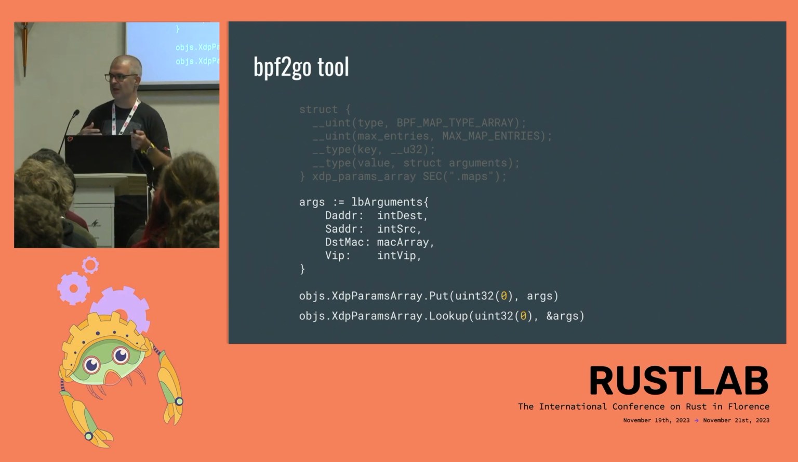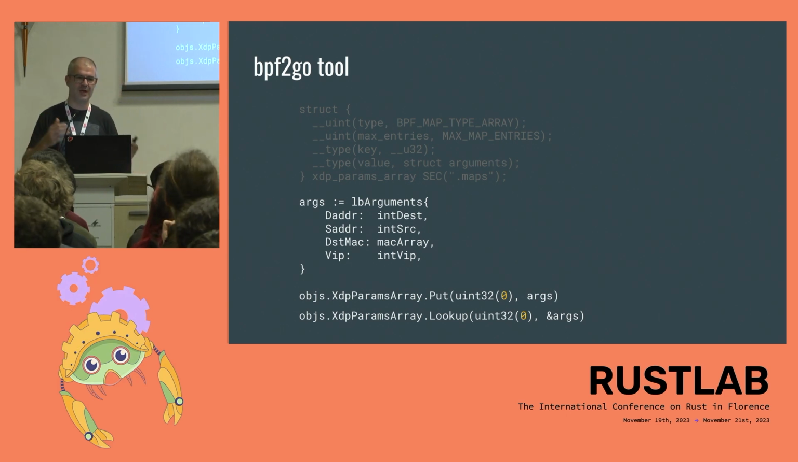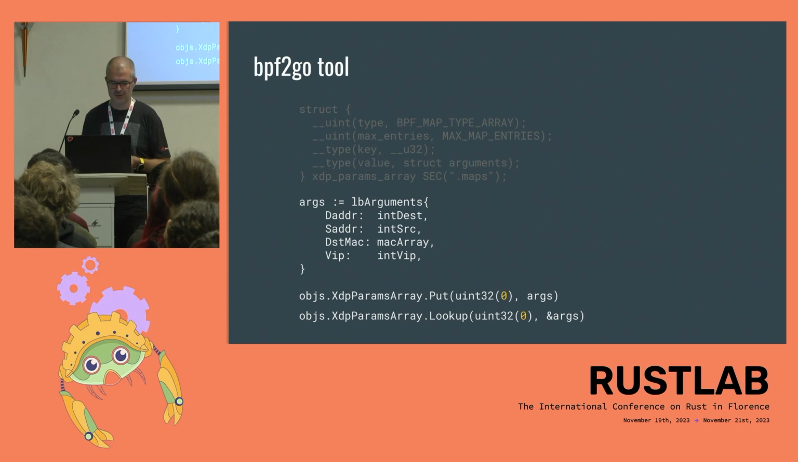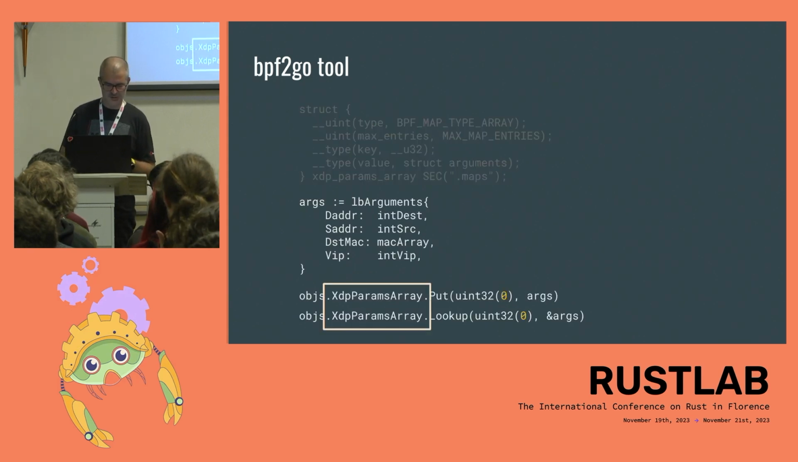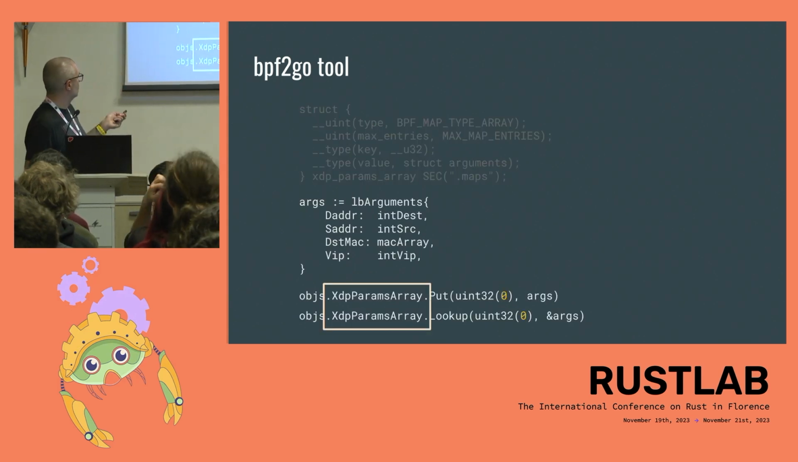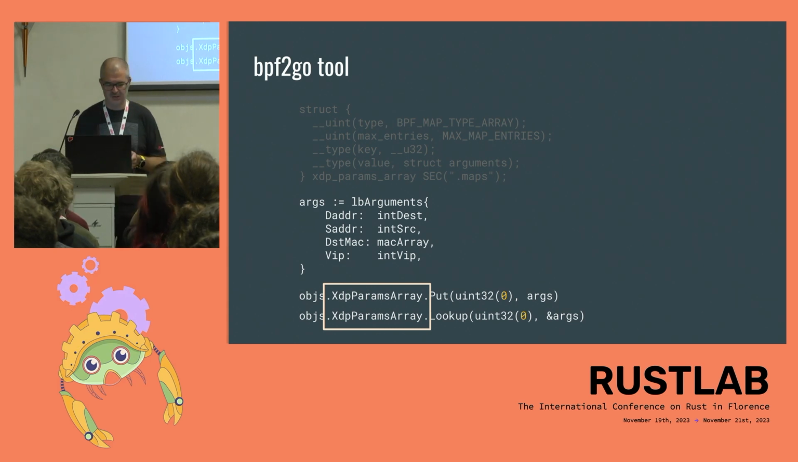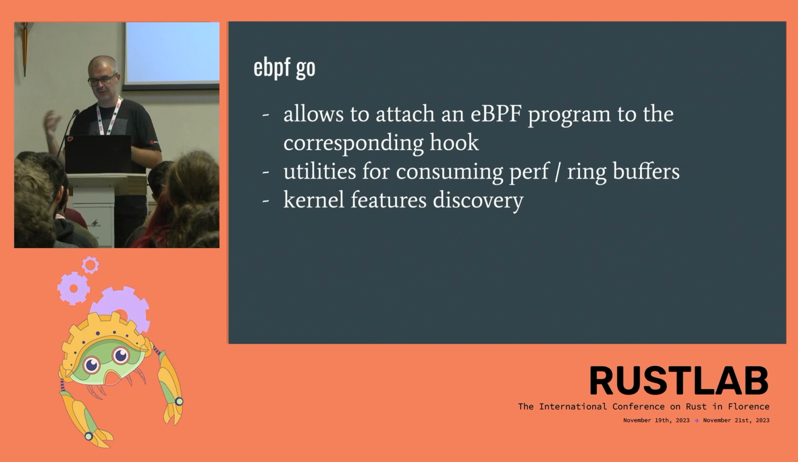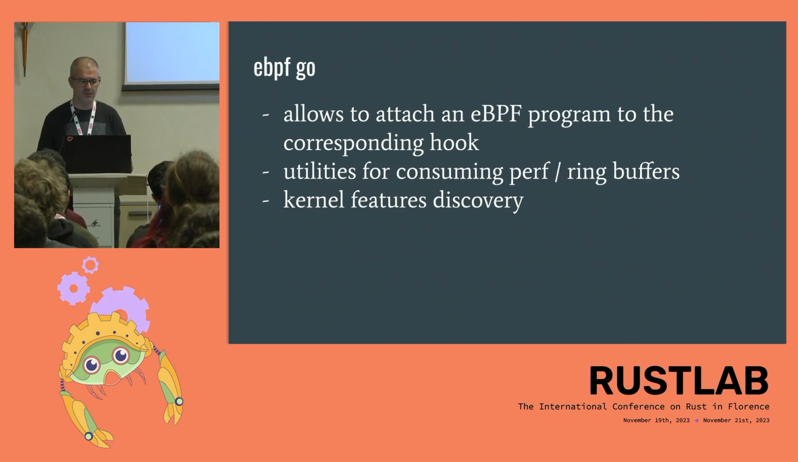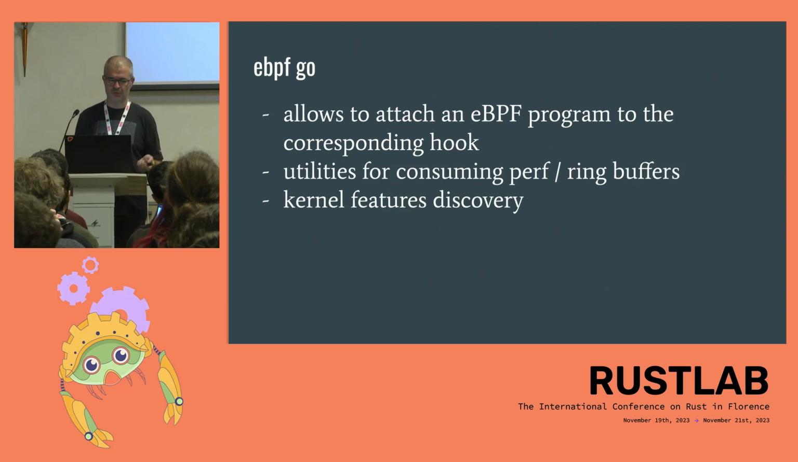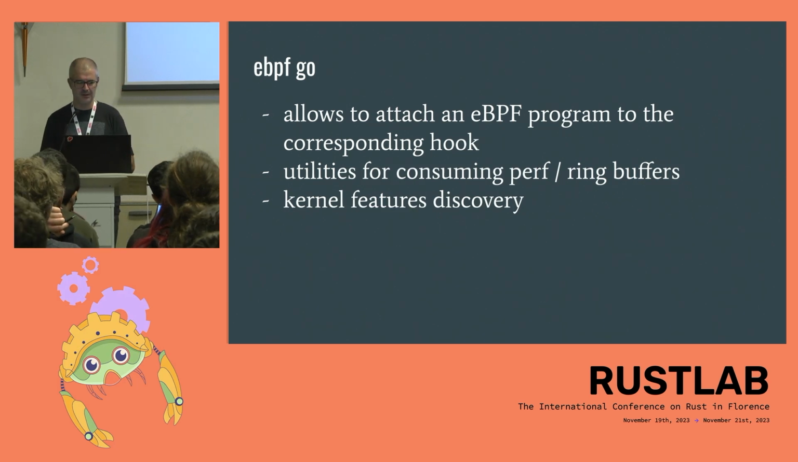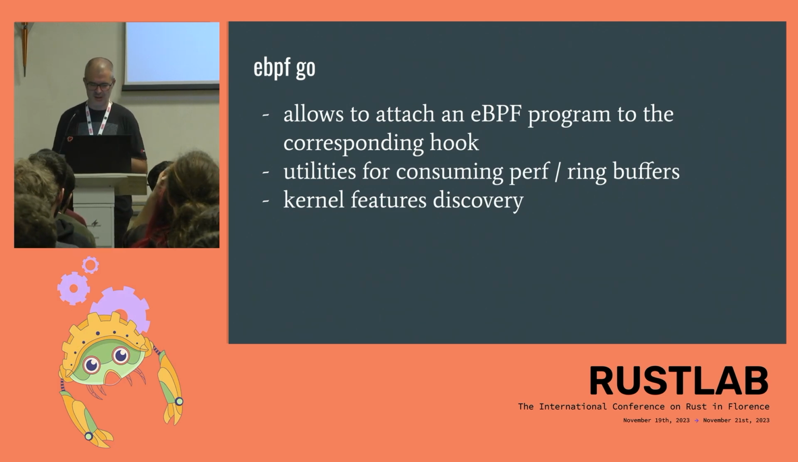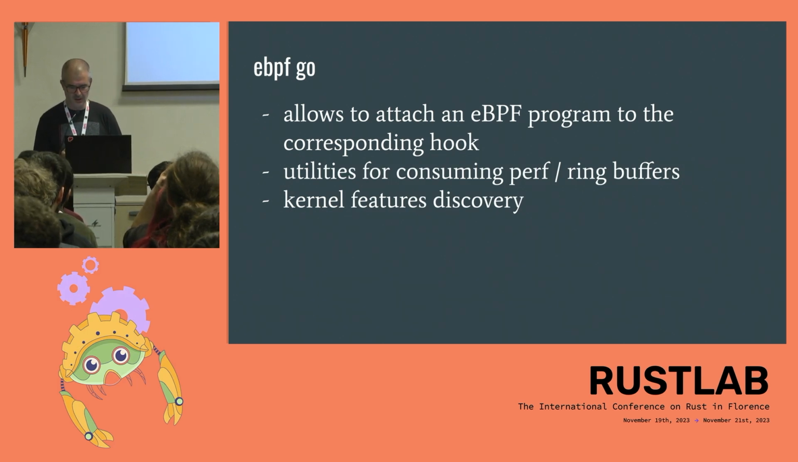So this is the way you interact with something that is running in the kernel from the user space. And this is the reference to our map from the Go side. Also with eBPF Go, we can take our program from those objects and attach them to the corresponding hook. We can consume and read from performance and ring buffers, and it has some kernel feature discovery in case you need some particular feature from the kernel.